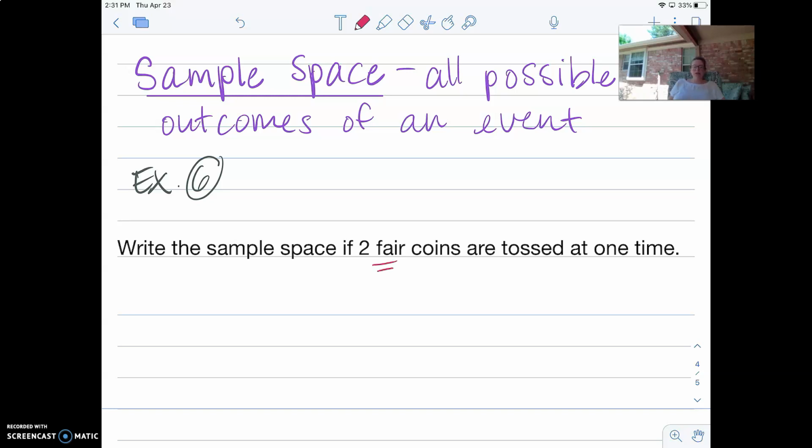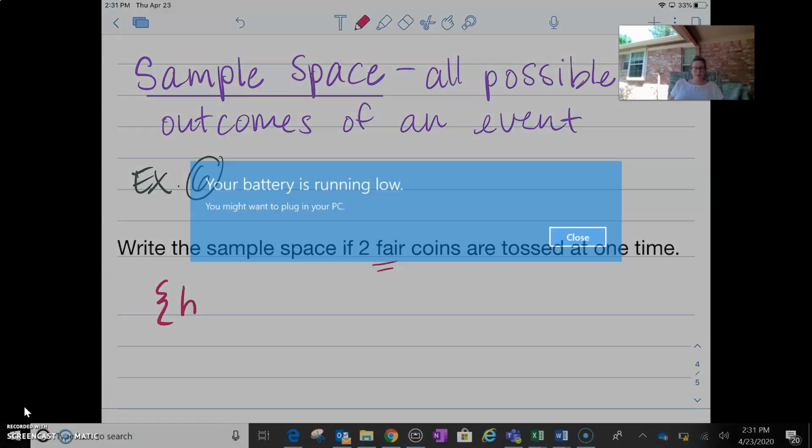If I toss 2 coins, my possible outcomes are going to be heads and heads, heads and tails, tails and heads, tails and tails. So we write that out, and we use these little fancy squiggly brackets when we're talking about sample space. I don't know why, but we do. And you actually just are going to write out, I'm going to use H for heads. So I could have 2 heads.